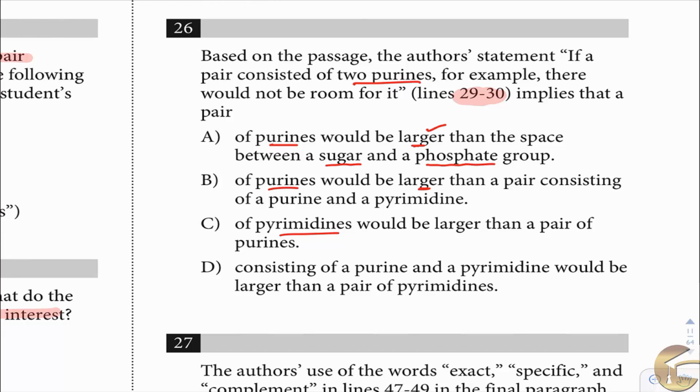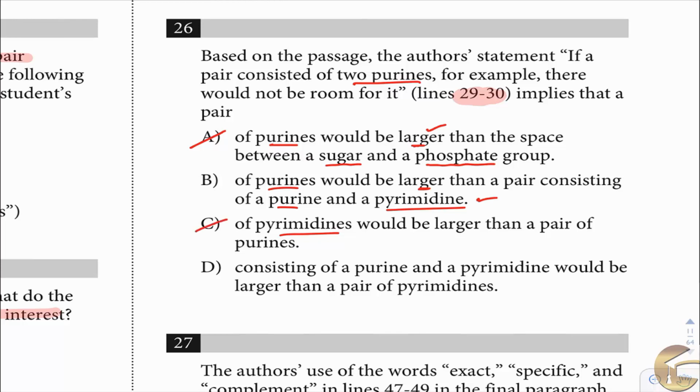This next one says implies that a pair of purines would be larger than a pair consisting of a purine and a pyrimidine. Now this one sounds good because now the second half is also matching, so A is going to be ruled out. Next, C says implies that a pair of pyrimidines would be larger. We know that's not true.